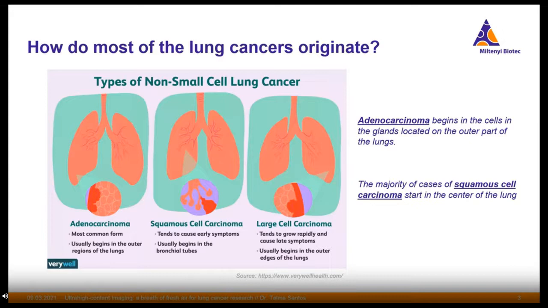What differentiates them mainly is where they begin. The adenocarcinoma begins in the cells in the glands located in the outer part of the lung, whereas the majority of cases of squamous cell carcinoma start in the center of the lung.